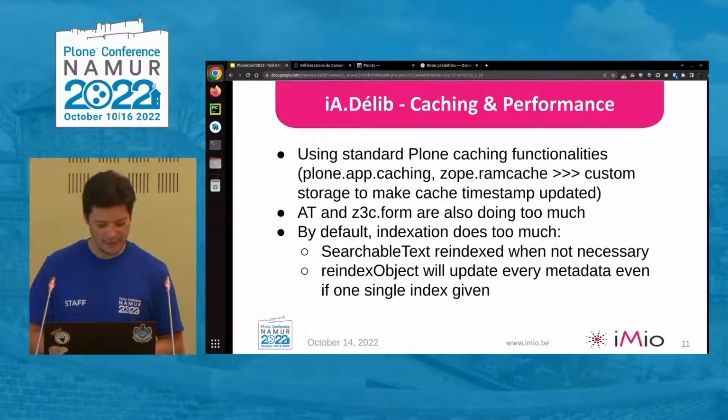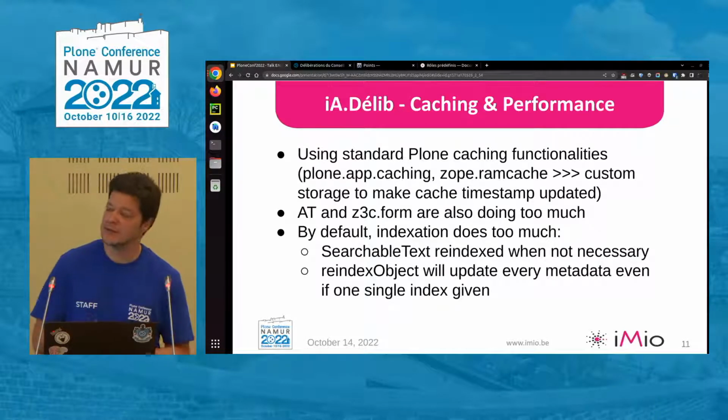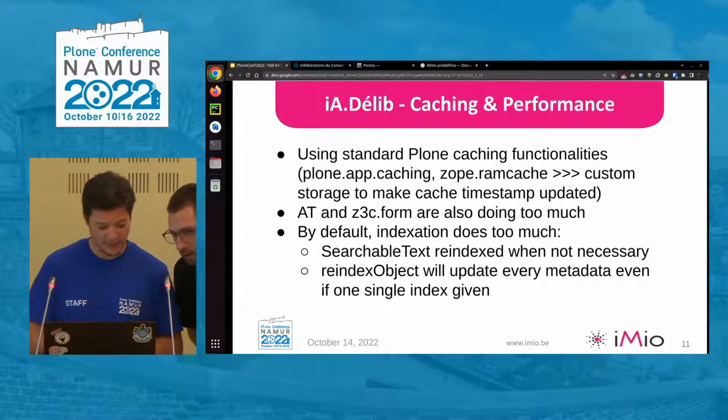And we are still not using Solr or Elasticsearch and so on. So still out of the box. Neither are we using Varnish. We are using plone.app.caching and Zope RAM cache, and it's very powerful. In fact, by default, Plone is doing too much finally.